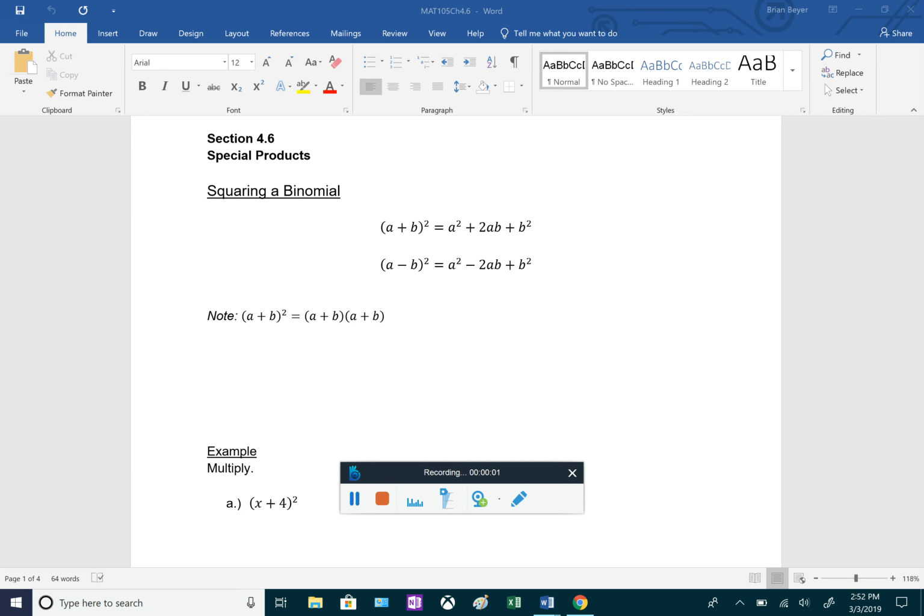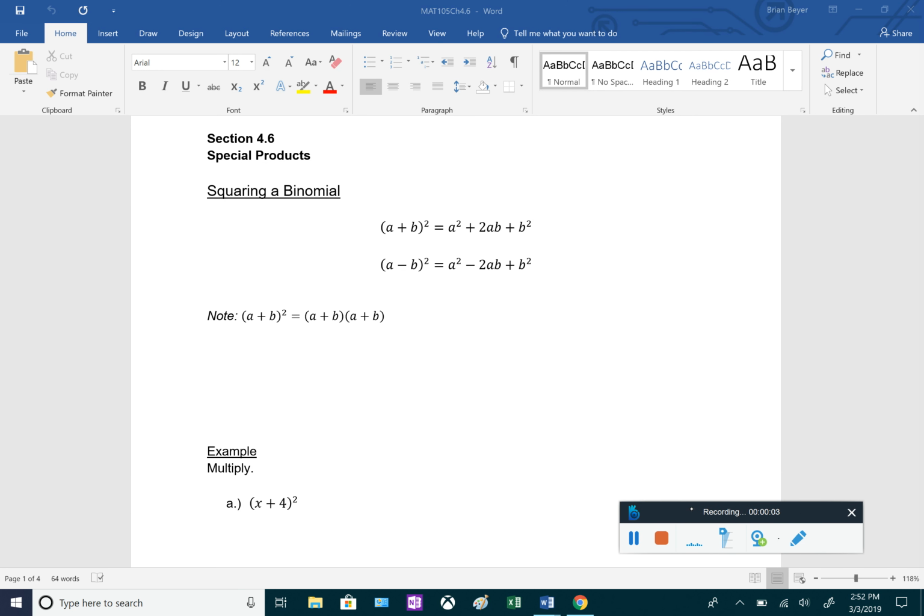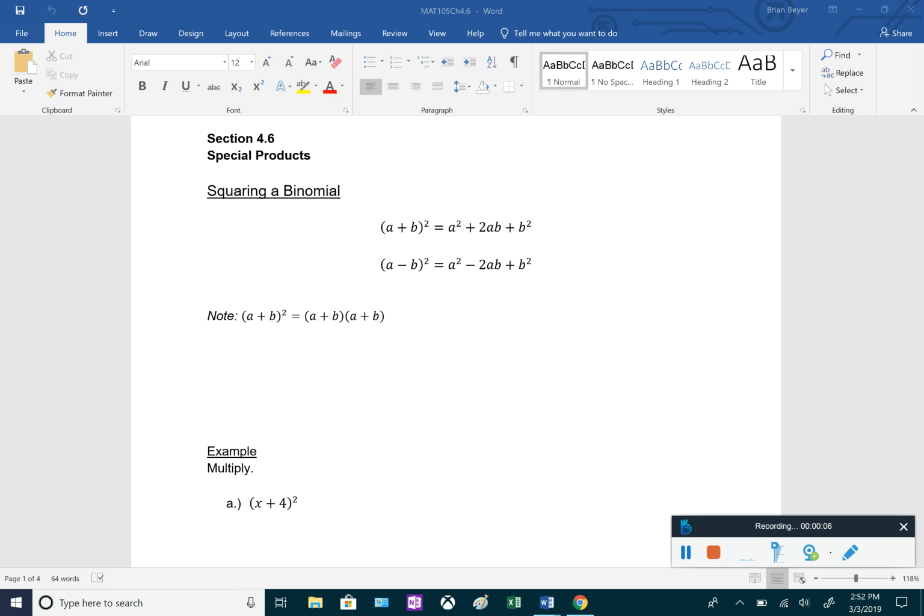For chapter 4.6, we're still going to be multiplying polynomials like we did in section 4.5, except these are going to be what we call special products. So there's going to be some shortcuts that we can use for these ones. So starting with squaring a binomial.